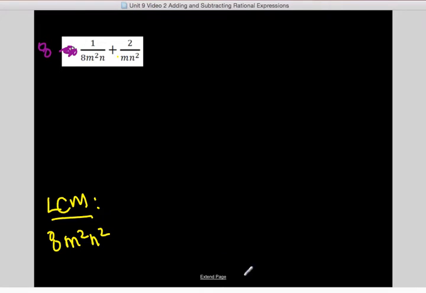So if I need to have n squared on the first one, I need to take it times n on the top and the bottom. Over here, I need to have 8m squared n squared. So I would have to multiply by 8m.